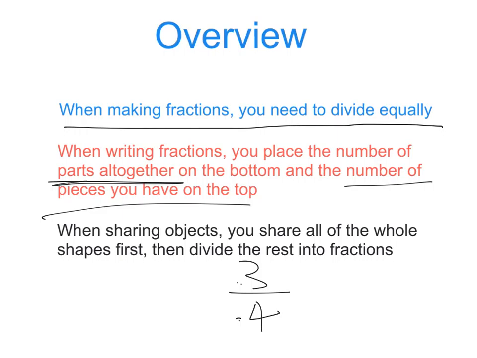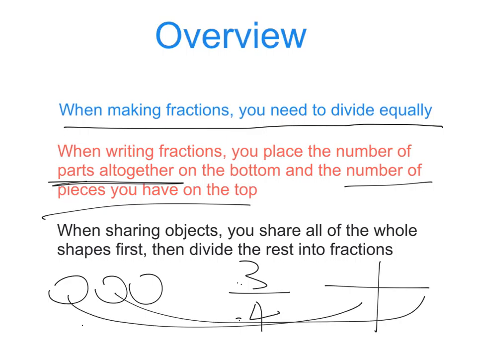And the last thing to remember is when sharing objects, you share all the whole shapes first, and then you divide the rest into fractions. So if you have 3 shapes and there's only 2 people, you got to share 1 whole, 2 wholes, and then you can divide the last one after that. So share the whole numbers first. I hope that's made it easier.